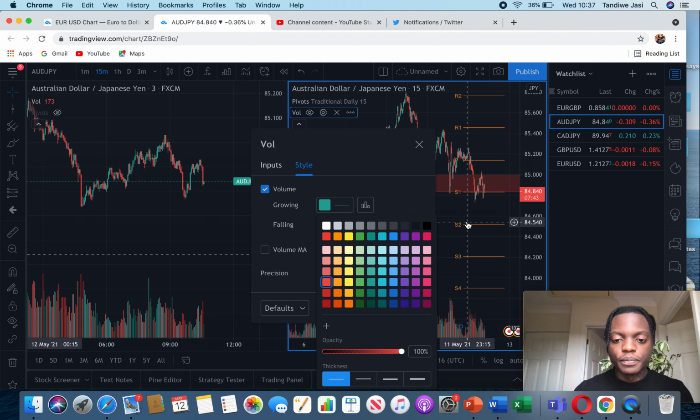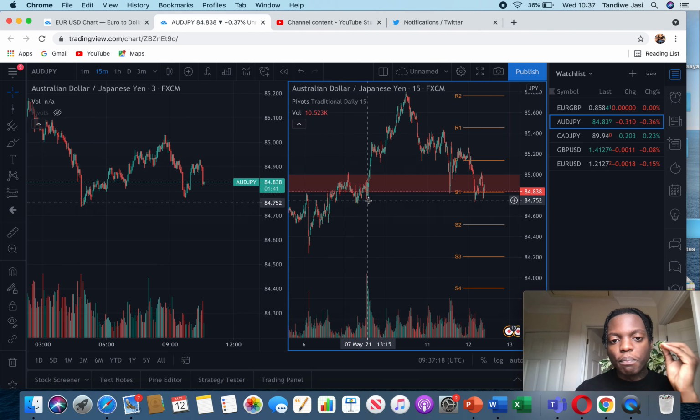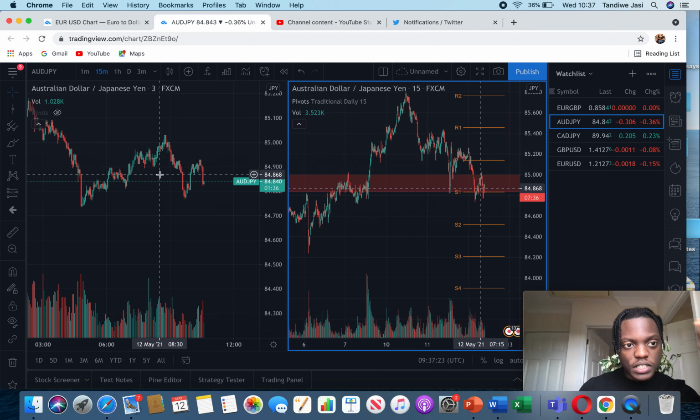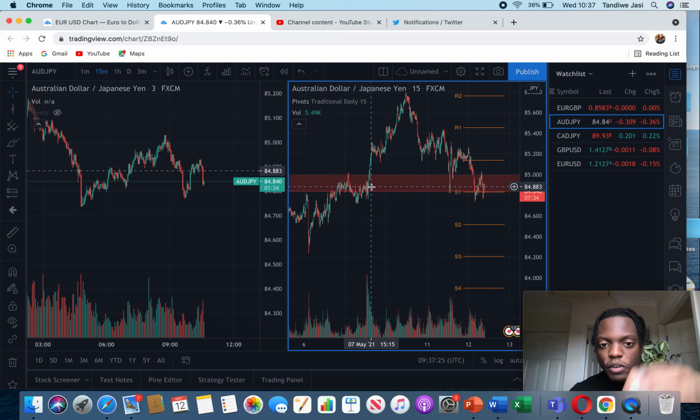Anyway, here we go. Right, so you see the breakout here. This is what we're trading. This is what we're going to be trading on the lower time frame, which is the 3-minute time frame. We're going to be trading this.